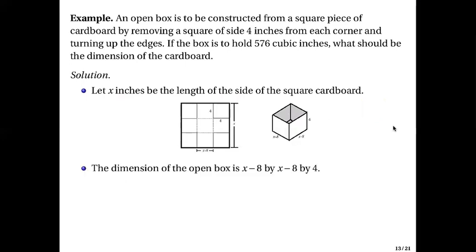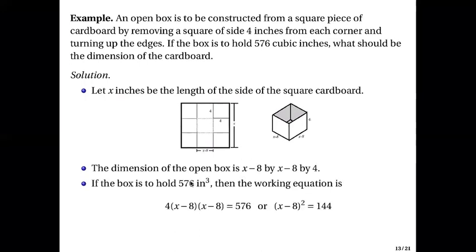So let us do this. The dimension of the open box is x minus 8 by x minus 8 by 4. So we need to solve for x. If the box is to hold 576 cubic inches, the working equation will be 4 times x minus 8 times x minus 8 equals 576. You have x minus 8, x minus 8, that's your x minus 8 squared. And then we divide everything by 4. So you put this on the other side, but that becomes division.